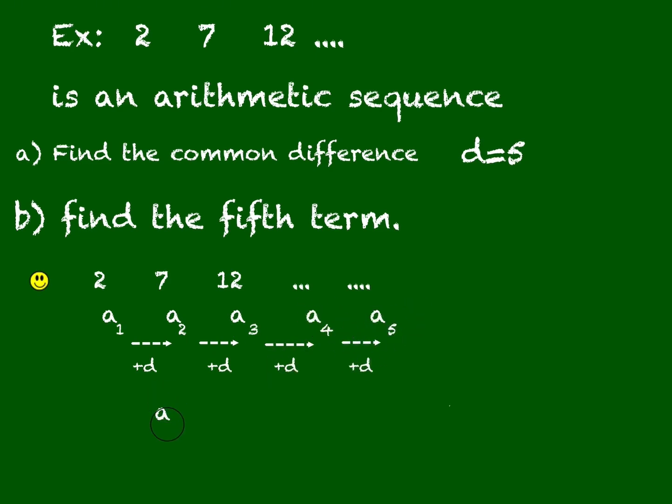From the diagram, we can express the fifth term, a5, in terms of the first term, a1, and the common difference, d. Therefore, a5 equals a1 plus 4d. Let me substitute the numbers into the equation. By doing so, we calculate the fifth term to be 22.